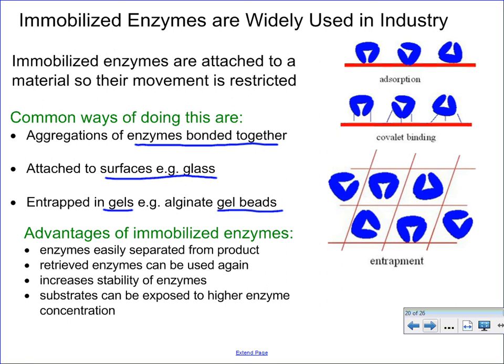So there are advantages of using immobilized enzymes. The enzymes are easily separated from the product, so it's easy to get the product and leave the enzyme behind. The enzymes are easily recovered and can be used again for whatever process is needed. And immobilizing enzymes will also help increase their stability, so you can get a lot more use out of them. And the advantage of immobilized enzymes is that they can be exposed to higher enzyme concentrations than usual.